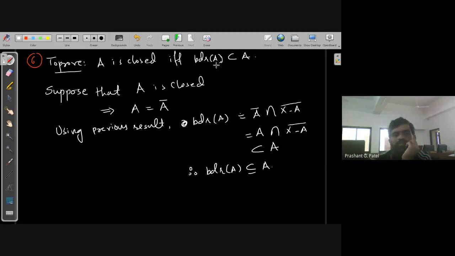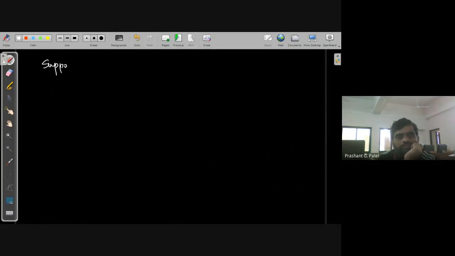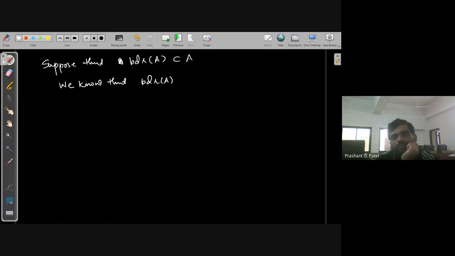Let us try to prove the other side. That means if the boundary of A is a subset of A, then A is definitely a closed set, which can also be proved using the previous results. Okay. So suppose that the boundary of A is a subset of A. We know by a previous result that the boundary of A is equal to A closure minus the interior of A. This is the notation for interior we have used.